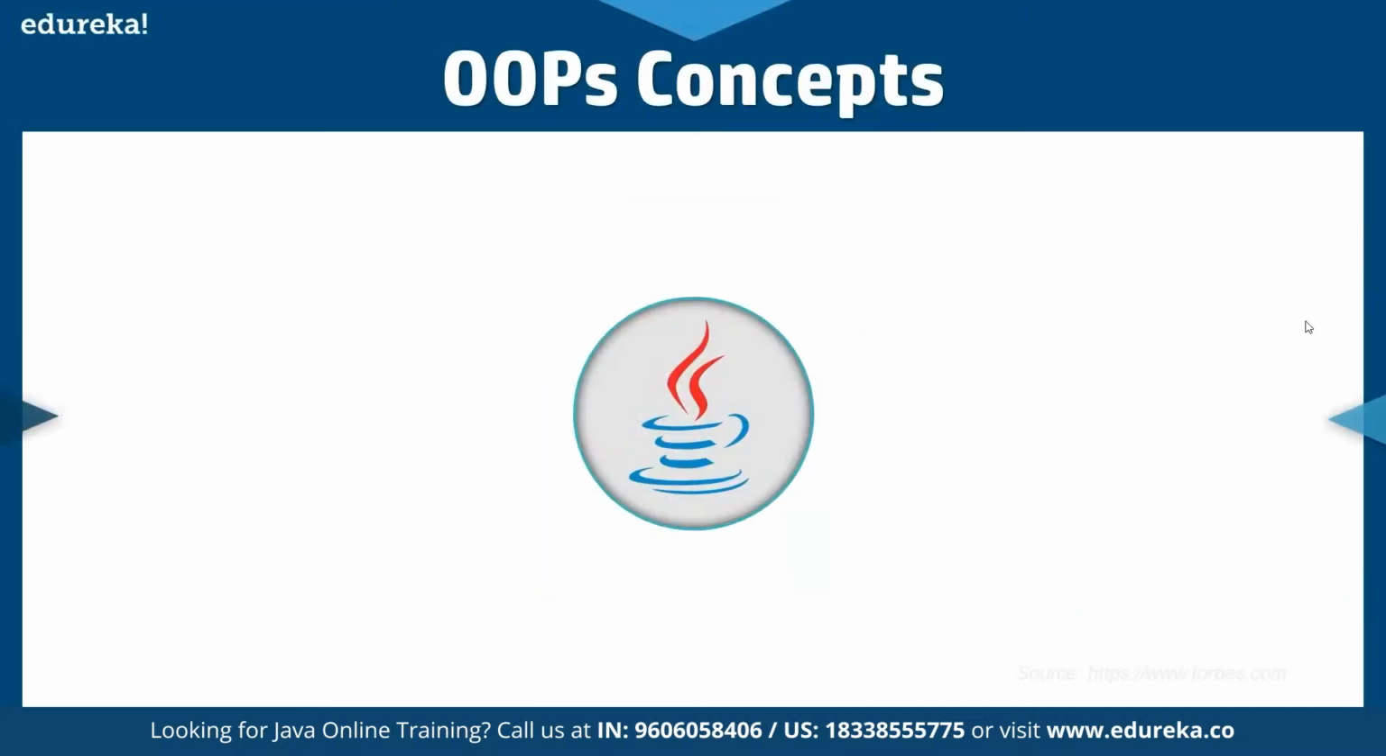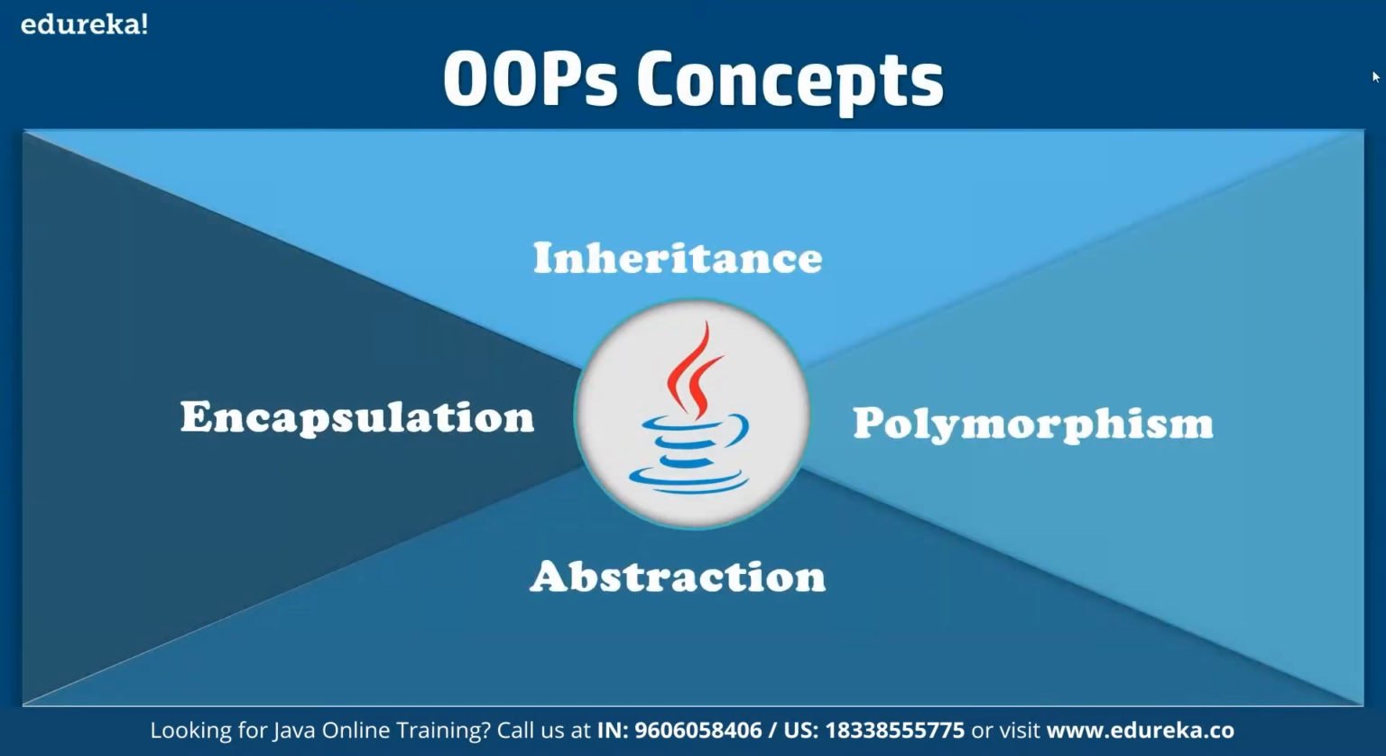So basically, OOPS has 4 different components available. We have inheritance, polymorphism, abstraction, and encapsulation. So these are the building blocks of the OOPS concept. And now let's talk about each and every one of them one by one as we proceed further.